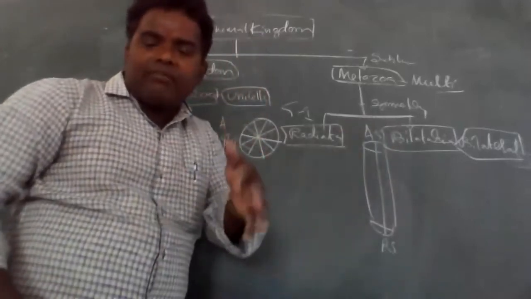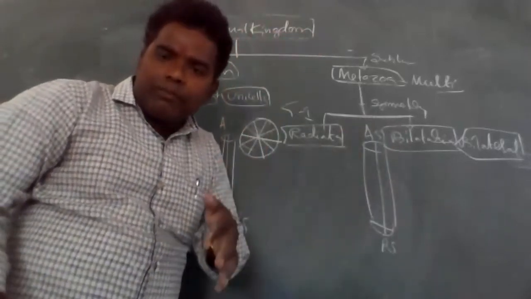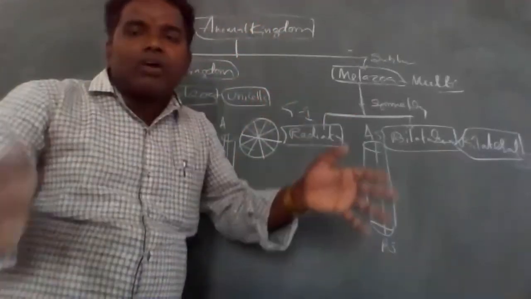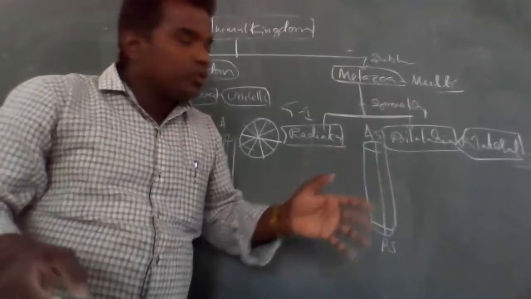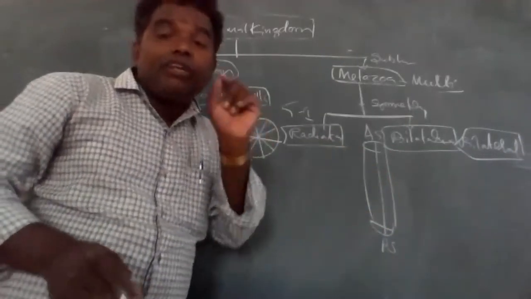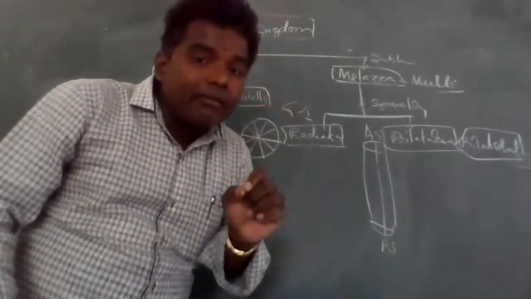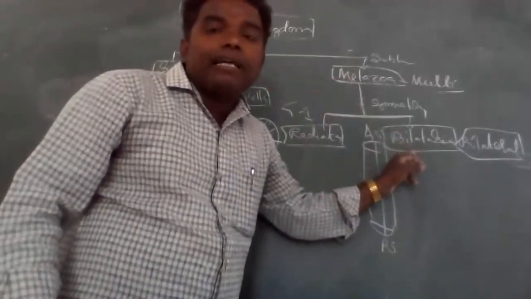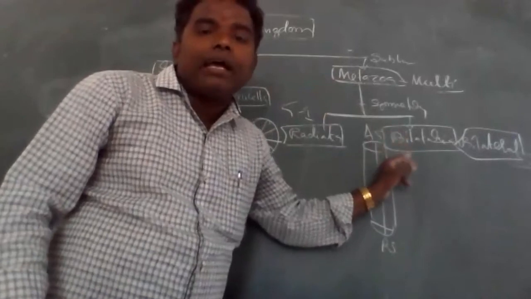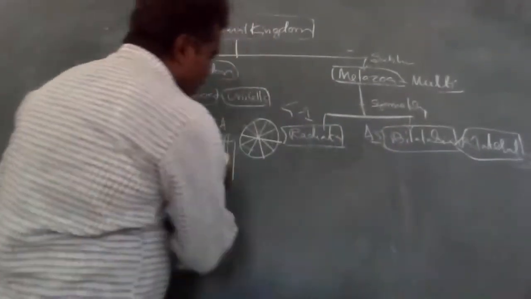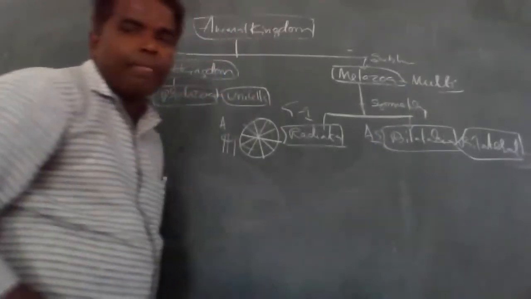If we cut the animal from the anterior side to the posterior side through the central axis, two equal halves occur. That is called bilateral symmetry. Animals having bilateral symmetry belong to the grade Bilateria. This is clear. Now, what are the examples of Radiata?